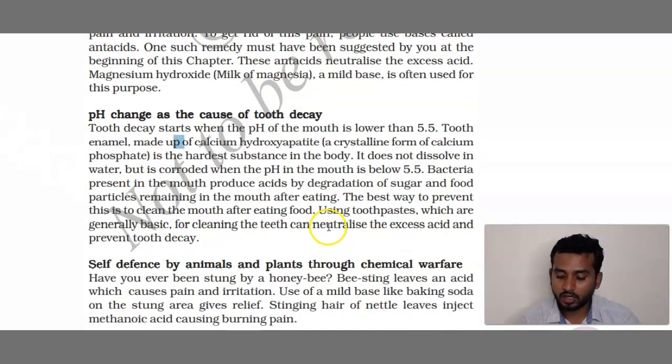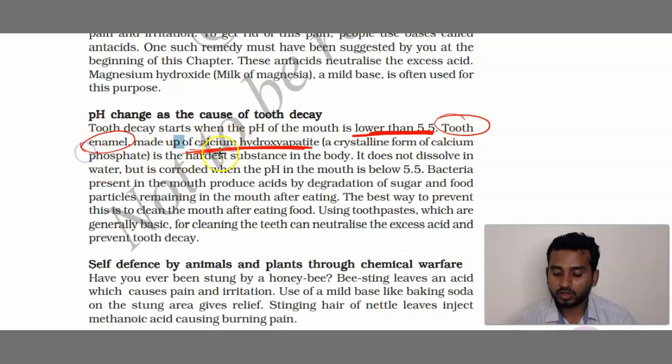So pH change and tooth decay. Here also we can see, when the pH of the mouth is less than 5.5, what happens? Tooth decay takes place. So you can just read this. Tooth enamel is made up of calcium hydroxyapatite. Children, this word is very important. Okay, that is nothing but the crystalline form of calcium phosphate. This is the hardest substance in the body.